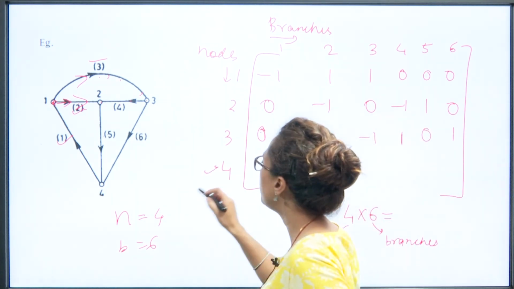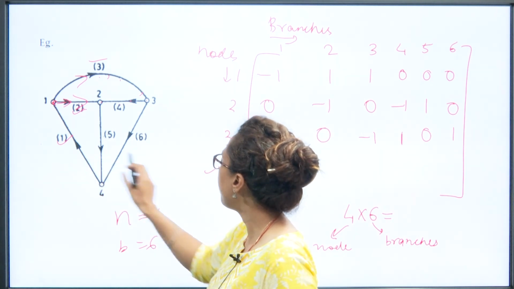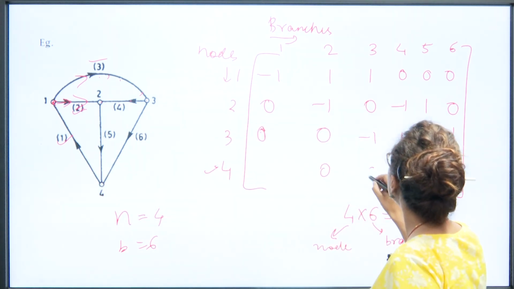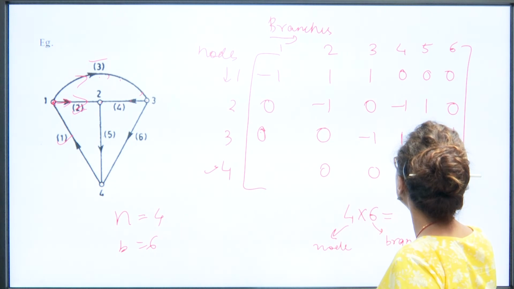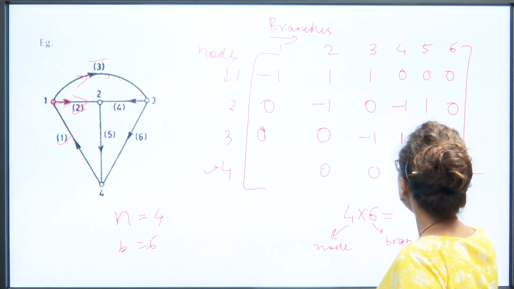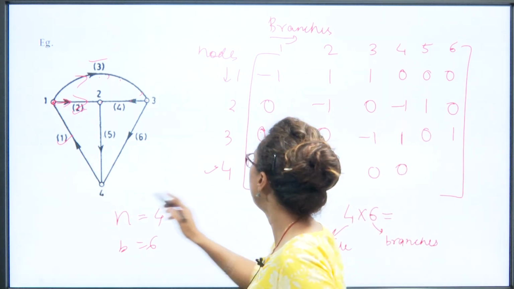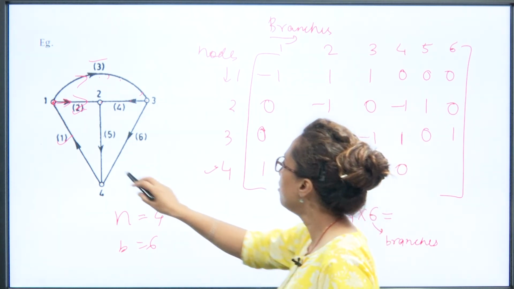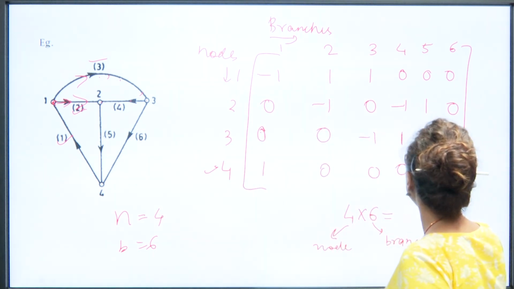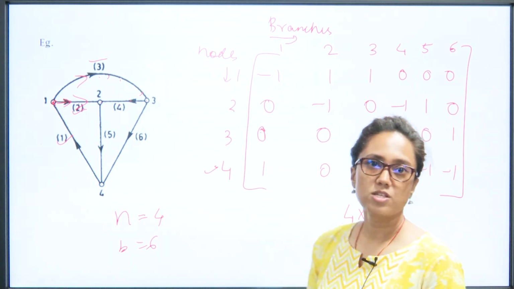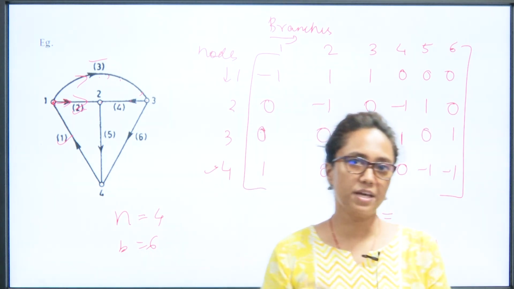Similarly, for the fourth node, we can see branches 1, 5 and 6. So 2, 3 and 4 will be 0. Branch 1 is moving outward, which means it is positive, and 5 and 6 are inward, so they are going to be negative. So this is the whole concept of making an incidence matrix.